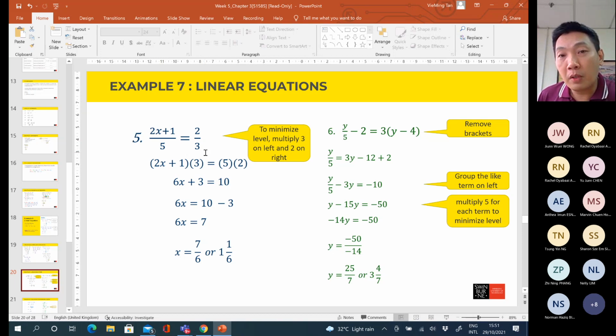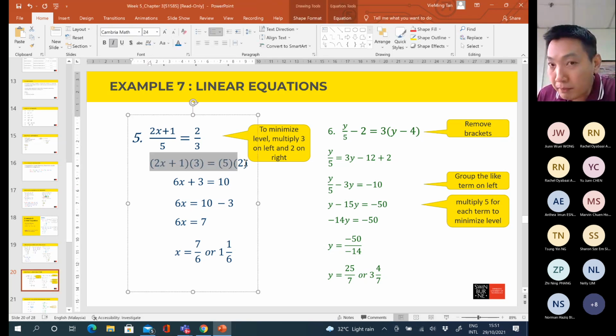Okay, if the 3 moves to the left hand side, it becomes multiply, multiply 3. If this 5 moves to the right hand side, it becomes multiply 2 as the numerator. You have to multiply with the 2 as a numerator now. If you change the side, the operation changes. Okay, can you understand this part?